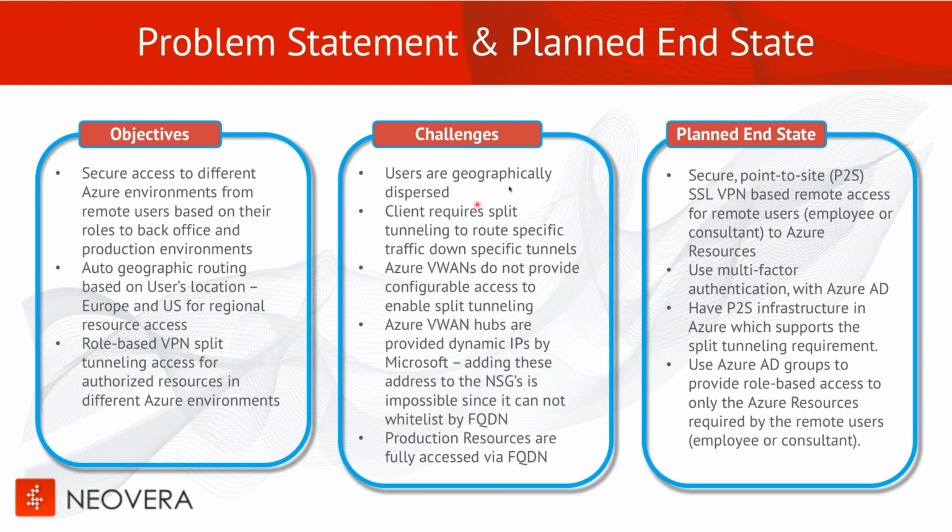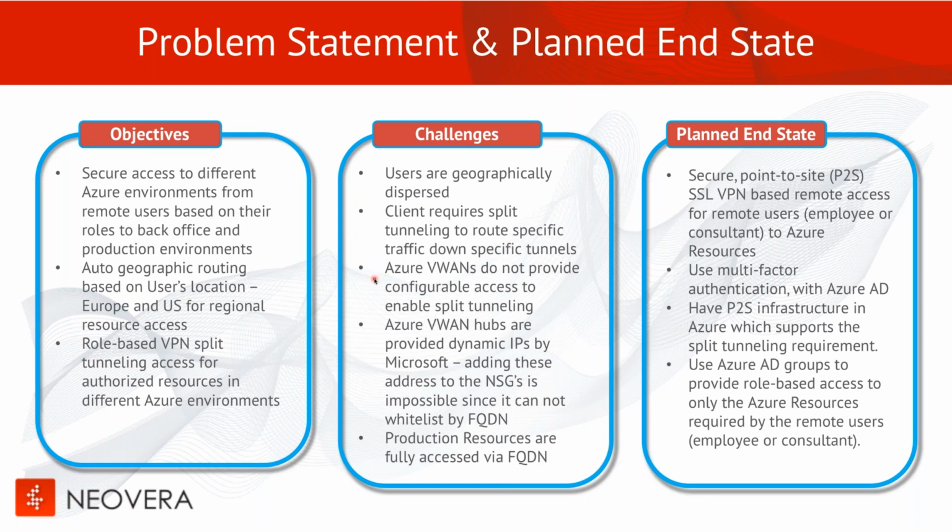So the challenges, again, is they're all over the place, geography-wise, all over the world. The clients and the clients of the clients, right? So we're providing the SaaS solution for our clients to provide their wares, if you will, to their clients. So it's a three-tier architecture here. And they, again, as we talked about, require the split tunneling to go to the specific authenticated backend resources that they need to have access to.